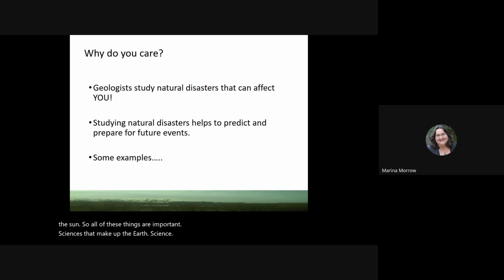Okay, now why do you care? Well, geologists usually study natural disasters. They can affect you. And studying natural disasters helps us to predict and prepare for future events. So it's very important if you're going to live in California, you will have to deal with wildfires, mudslides, earthquakes. I've been in all of those. I used to live in California. If you want to live in Seattle, you've got a volcano. If you want to move to Australia, you're looking at more fires there, droughts. And so there's all this stuff that is a problem. Okay, so it's important.